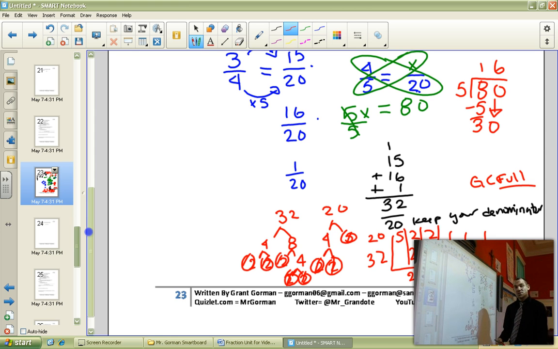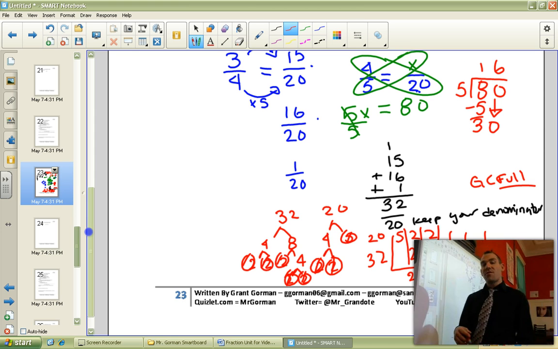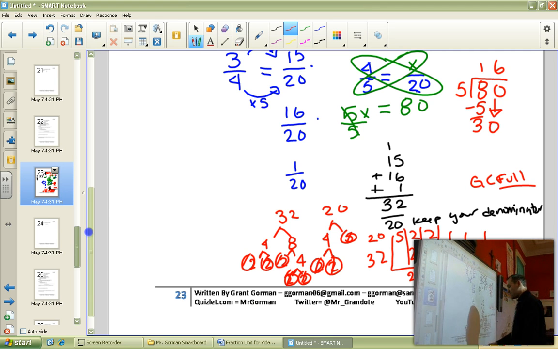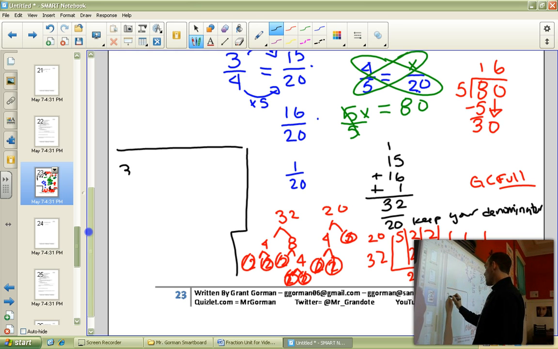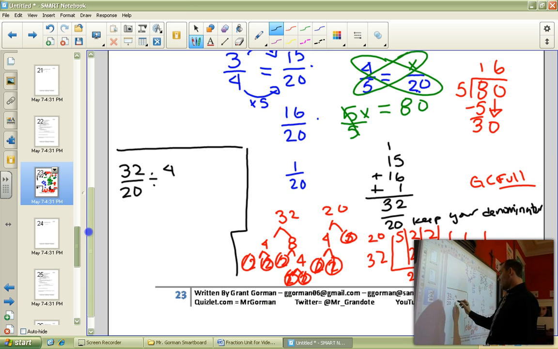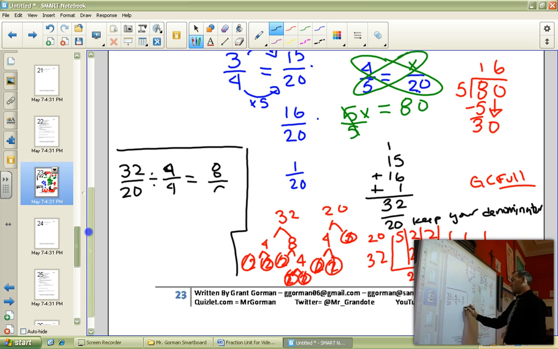So now we're going to simplify our improper fraction. Our improper fraction was 32 over 20. I'm going to borrow a little space. 32 over 20. I'm going to divide them both by 4 to find equivalent fractions yet again. 32 divided by 4, dividing straight across, is going to give us 8. And then 20 divided by 4 will give us 5.